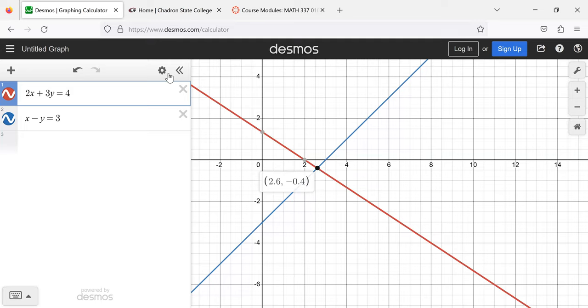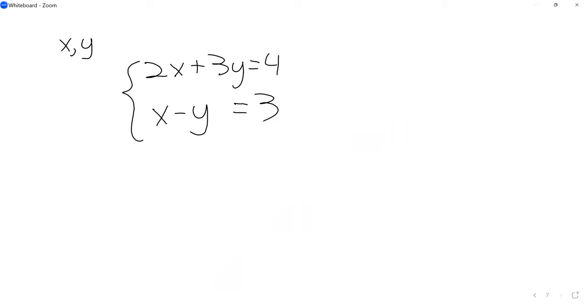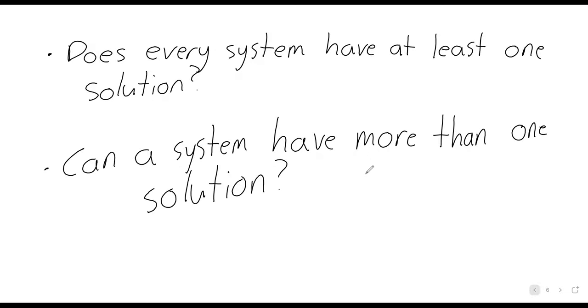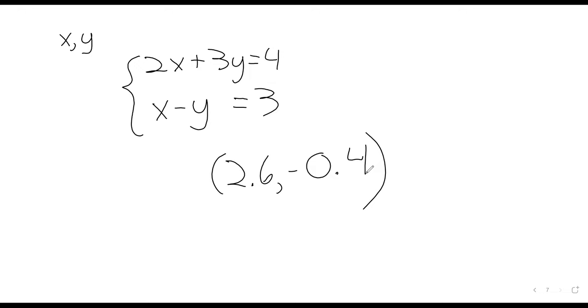So this system of equations has a solution, and in reference to the question we were asking, it has exactly one solution. There's only one point where those lines intersect. And if we think in those terms, is it possible to have a system of two equations and two variables that has exactly two solutions?